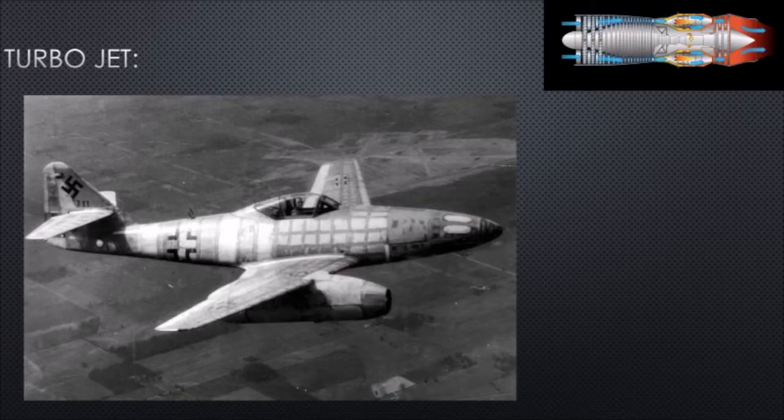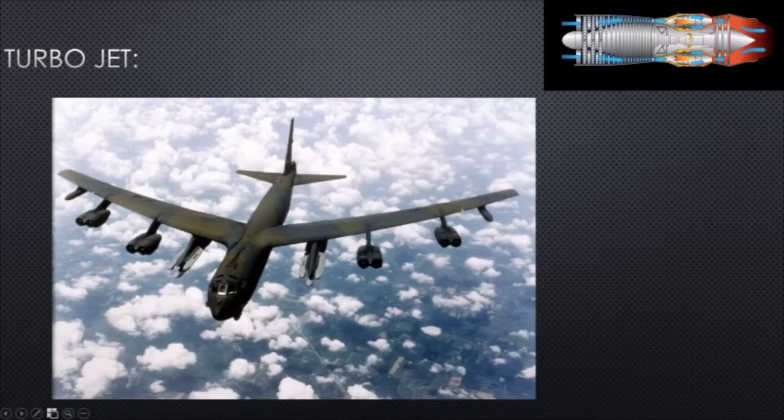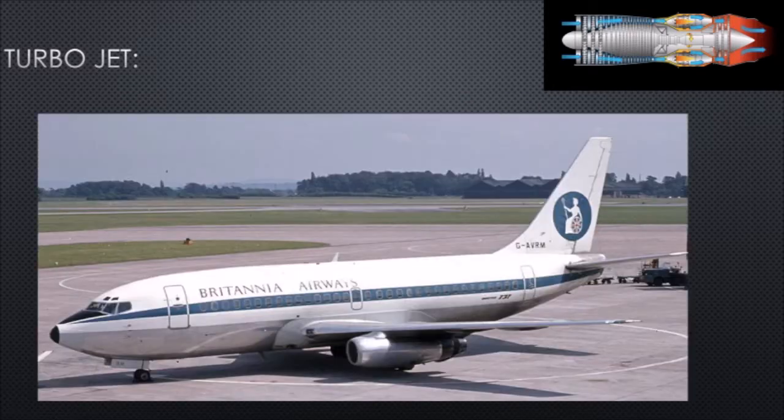The first image you'll see is the Me-262, which was one of the first aircraft ever to have a jet engine on it. The B-52 next, and the 737-200. Now, in all of these aircraft, you can see similarities in their engines in that they're very narrow and long.